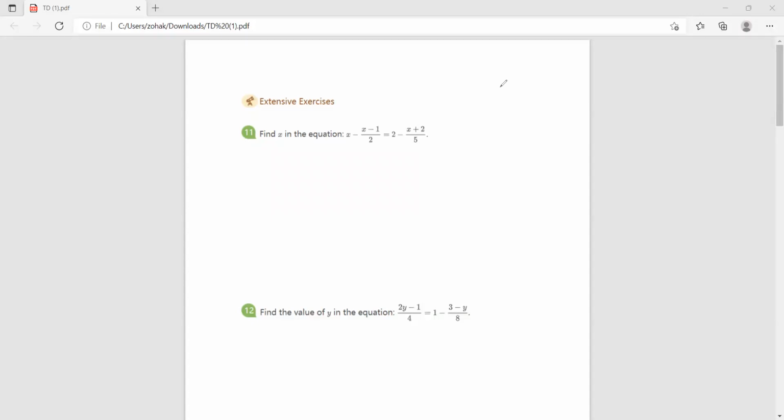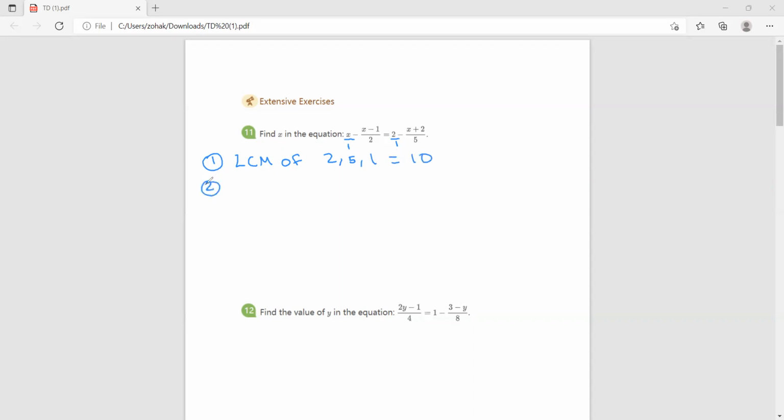Now, our first extensive exercise question is: find x in the equation (x - 1)/2 = 2 - (x + 2)/5. Remember, the first thing we have to do is, since we are seeing a mix of unknowns, numbers and fractions, we can put everything under 1, so we can make everything into a fraction. Our first step is to work out the LCM of the denominators. So we have to work out the LCM of 2, 5, and 1, which of course we know is 10.